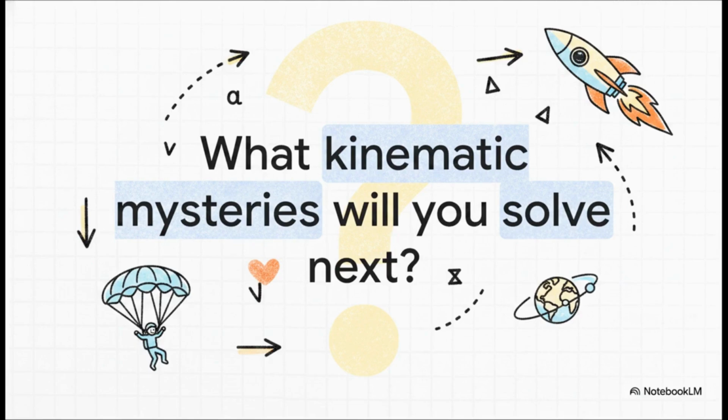So, now that you've mastered this core SUVAT strategy, what other kinematic mysteries are you ready to solve next? Think about how this exact same framework could unravel the physics of a rocket tearing into orbit, or maybe a skydiver in freefall. The entire universe is basically just made of moving parts, you know? And with this detective toolkit in your back pocket, you literally have the power to decode exactly how they behave.